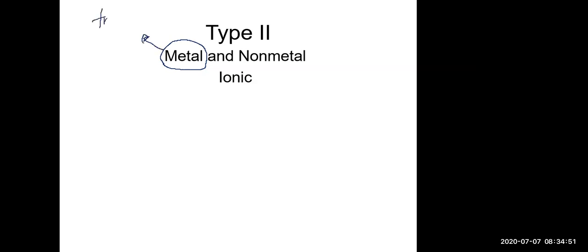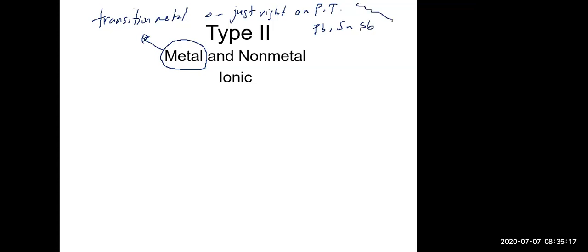The metal here will be a transition metal, or metals that are just to the right on the periodic table. So those are in that area. If you look on the periodic table, somewhere around lead, tin, antimony, in that area. And those are below the staircase on the periodic table. Below the staircase on the periodic table, those are metals. Above the staircase, they're non-metals.